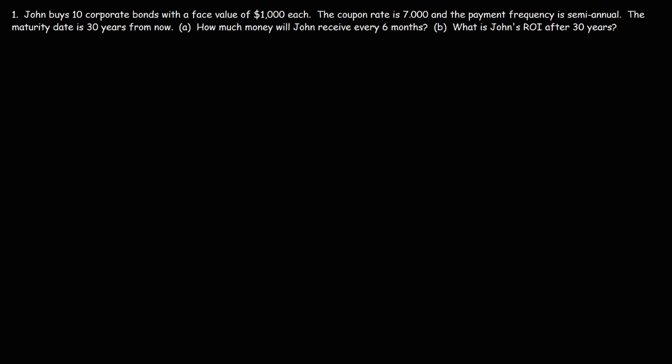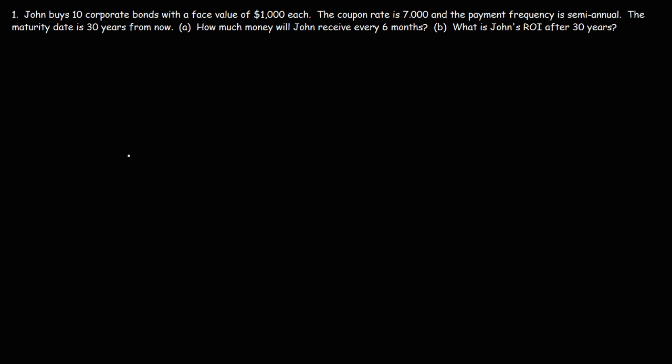John buys 10 corporate bonds with a face value of $1,000 each. The coupon rate is 7 and the payment frequency is semi-annual. The maturity date is 30 years from now. How much money will John receive every 6 months?